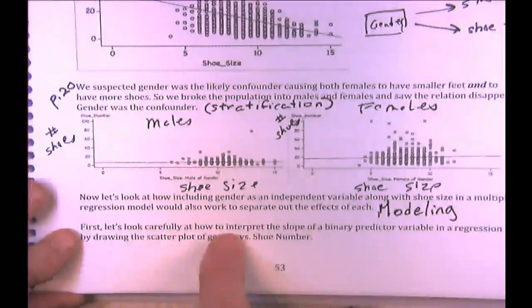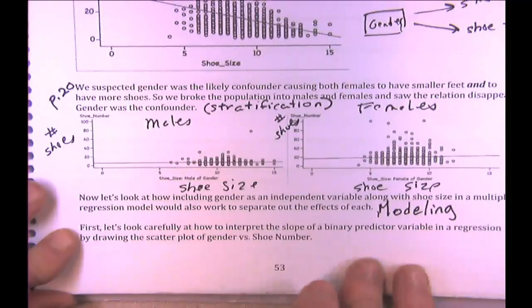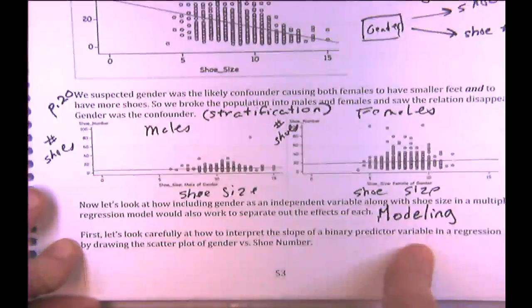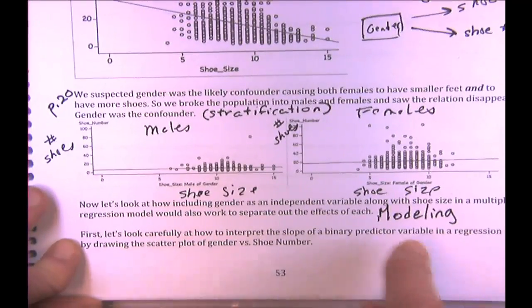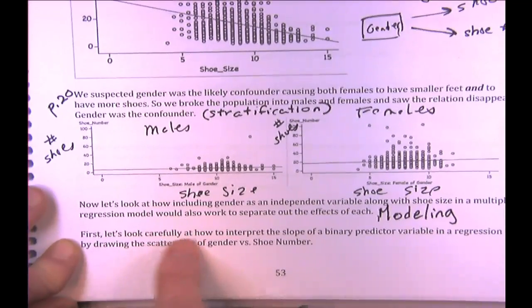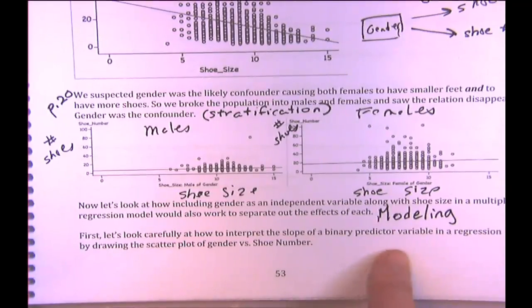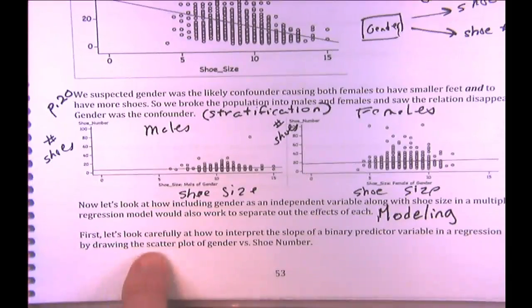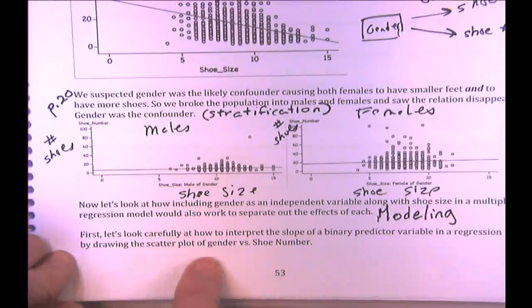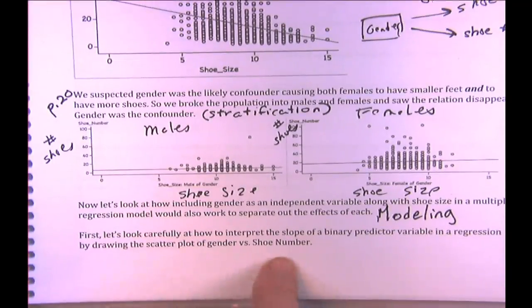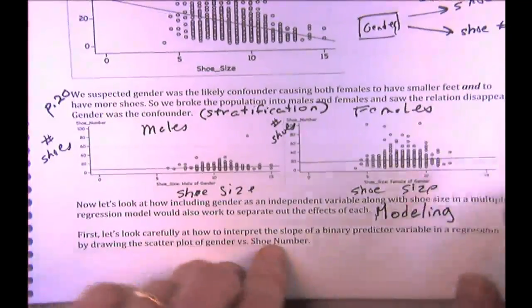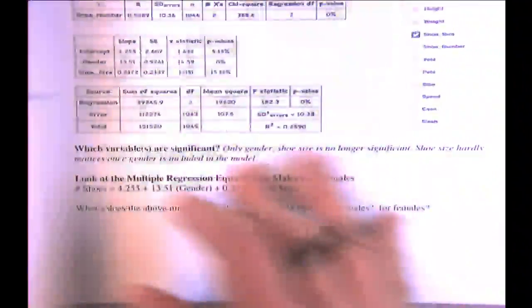So first, this is a very simple model to include a binary variable, but first, let's look carefully at how to interpret the slope of a binary predictor variable, because I don't think many of you have done that before in a regression, by drawing the scatter plot of gender, just that 0-1 variable, male or female, predicting the shoe number. So that's what we're going to do first.